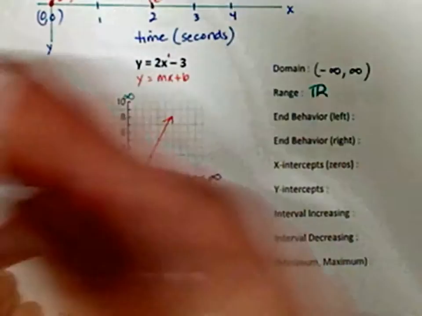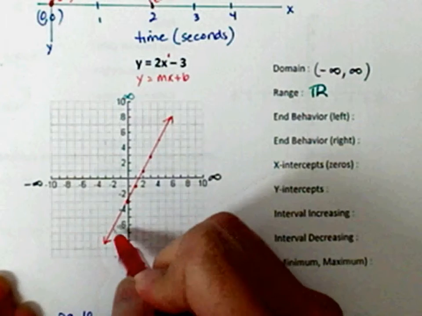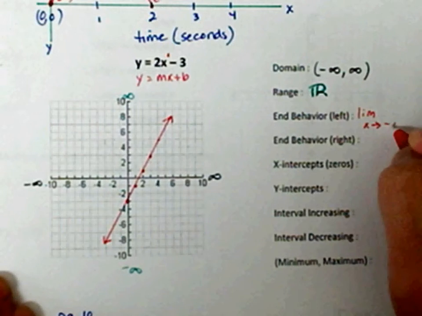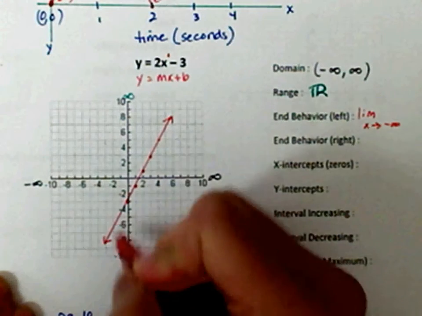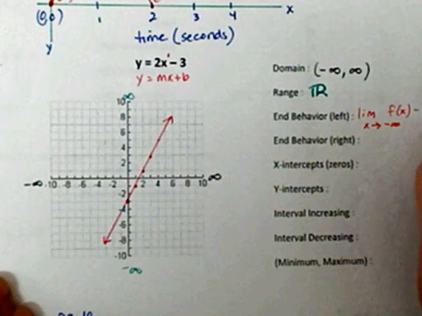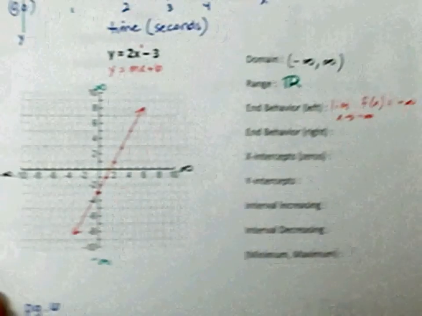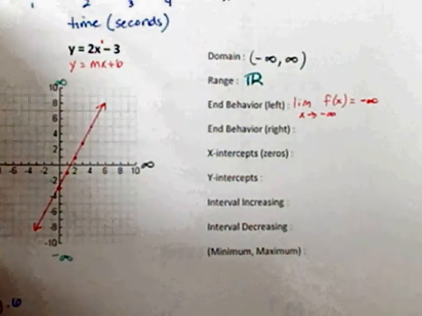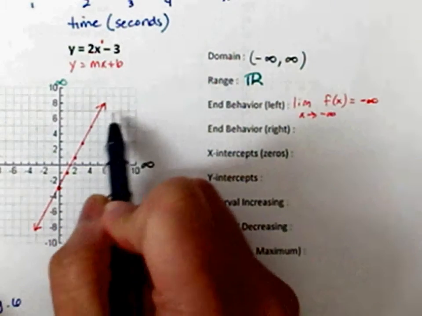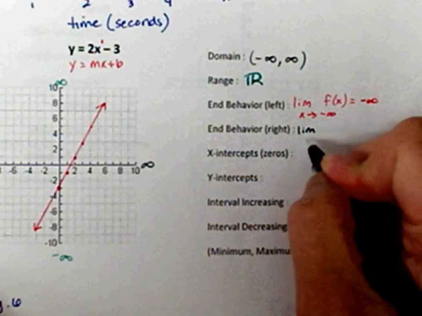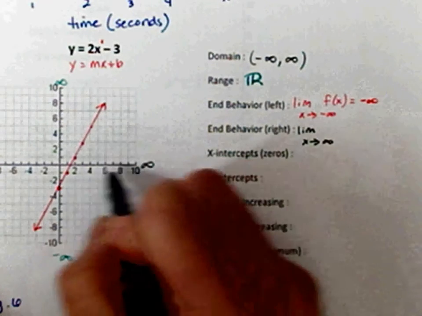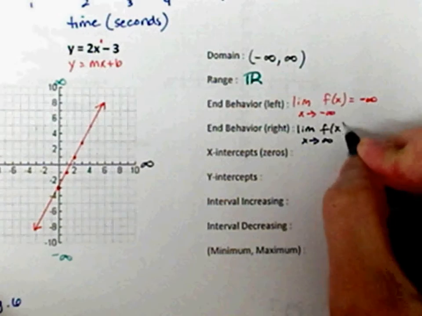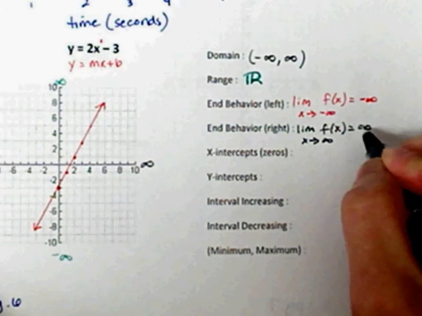Okay? Your end behavior, that's this part right here. As you're heading, I'm going to put limit as x goes towards negative infinity. As I'm heading west, I'm also heading south, which is negative infinity. For your right end behavior, that's this one. The limit as I'm heading toward the positive, heading this way, which is east, I'm also heading north. So f of x is equal to positive infinity.